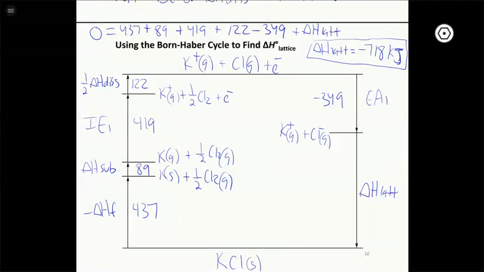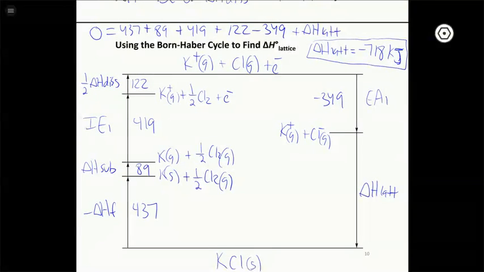And like I said, it's just an application of Hess's law. We're doing one step at a time. We're adding up all those steps. The overall delta H is 0 because we're starting and ending at the same place. And we set them all equal to 0. We solve for the unknown. In some cases, one of these other terms could be unknown. Here, the more typical example is solving for the lattice enthalpy.